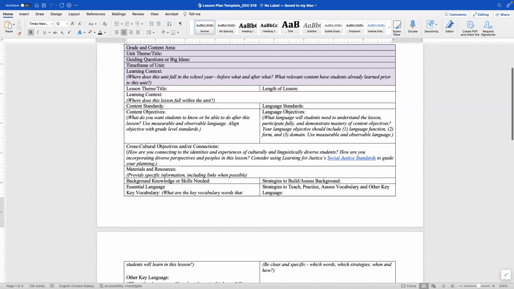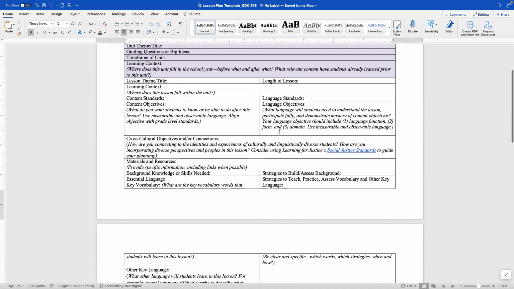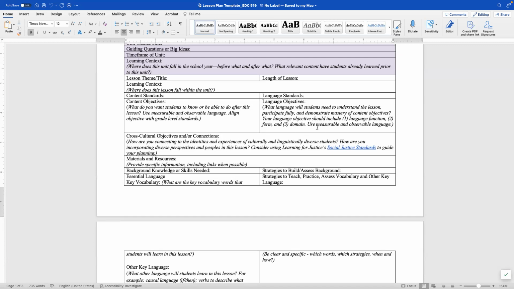We are asking for content standards and language standards, content objectives and language objectives. So thinking about both the specific content knowledge or skills that students will be developing as a result of this lesson and tying those into grade level standards, and also the language that students will need to understand the lesson, to participate fully, and or to demonstrate mastery of the content objectives.